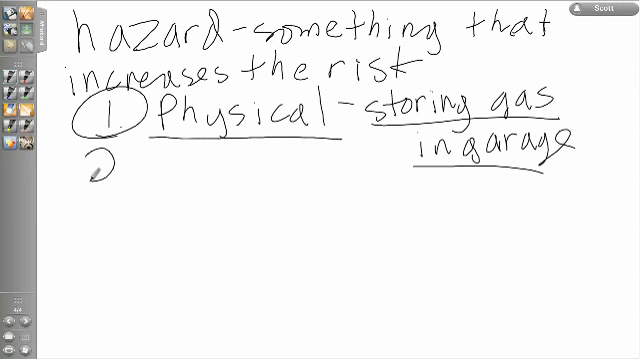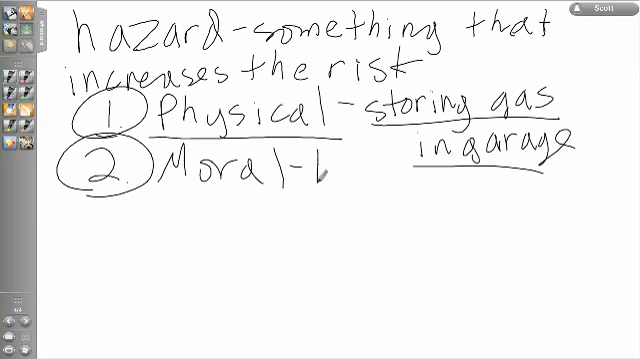And we have number two, a moral hazard. A moral hazard is defined as somebody who lies, cheats, and steals. You've all run across them throughout your life. Those cheaters, they're out there everywhere.